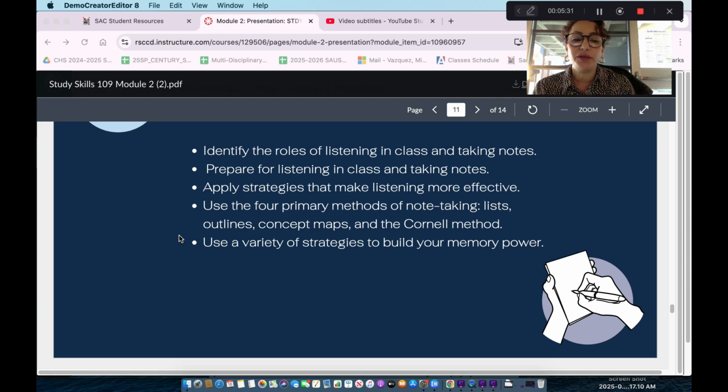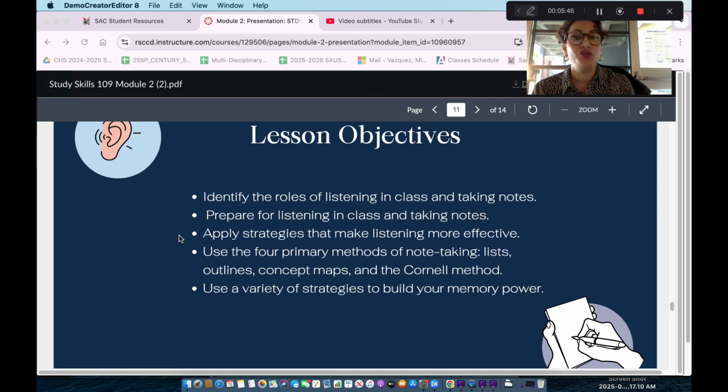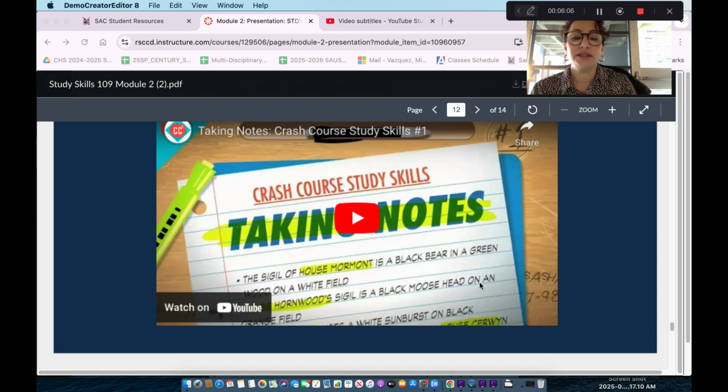I'm not a Cornell method person. You might be. You should try all of them and figure out which one is the one that works for you. Different strategies allow you to build more memory power. Remember, in the book, you read that the reason why we take written notes is because we tend to retain the information better when we write things down, and that is the reason why I have you take notes. It's scientifically proven to help you remember. Stop here, pause, and take notes.